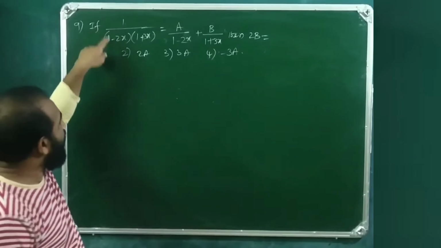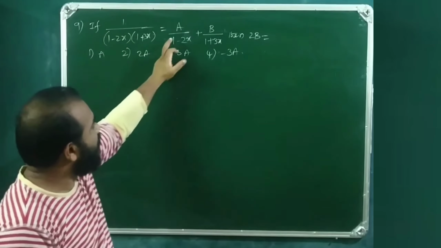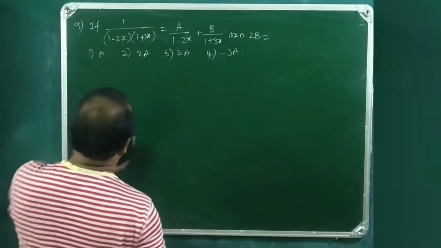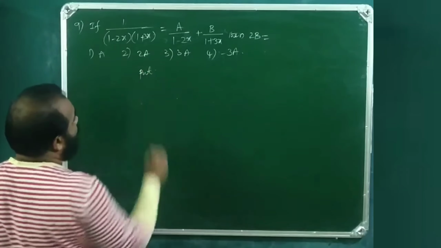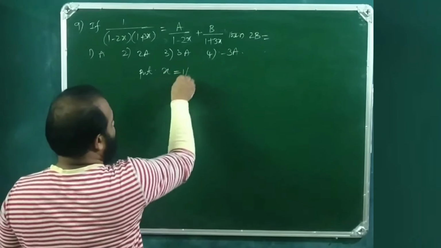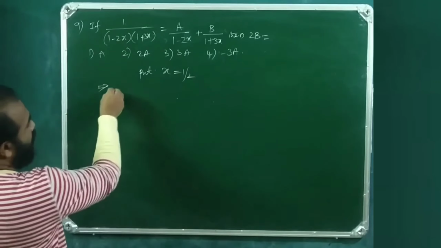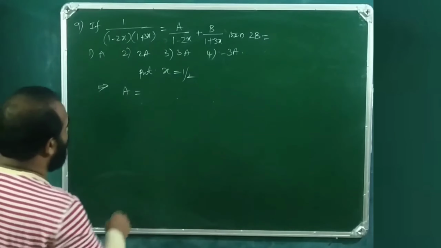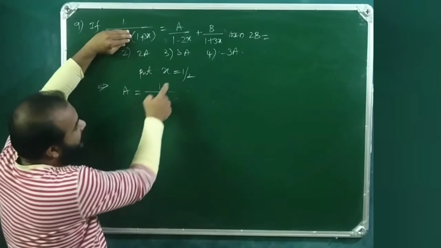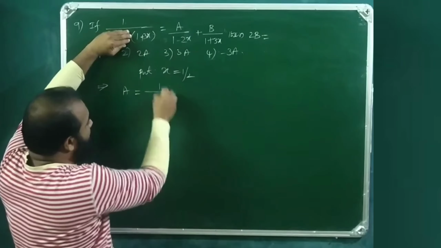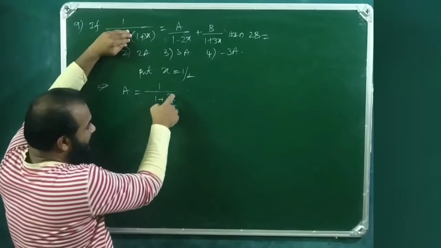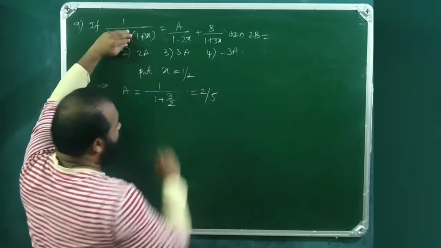If 1 by 1 minus 2x into 1 plus 3x equals to this, then 2b is equals to how much? So put 1 minus 2x equals to 0, 1 is equals to 2x, x is equals to half. Put x is equals to half and substitute here to get the value of a. So 1 by, so this has to be covered. 1 plus 3 into 1 by 2 is 3 by 2. 2 1s are 2, 2 plus 3, 5 by 2. 1 by 5 by 2 is 2 by 5.